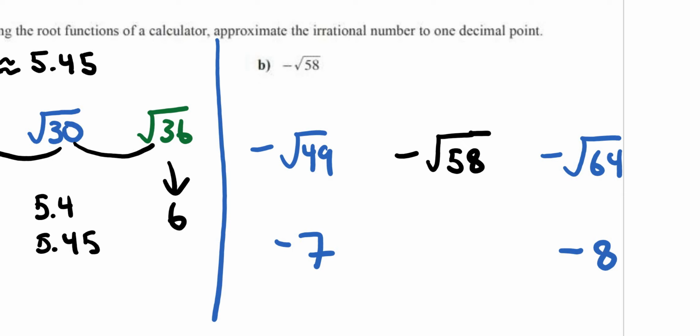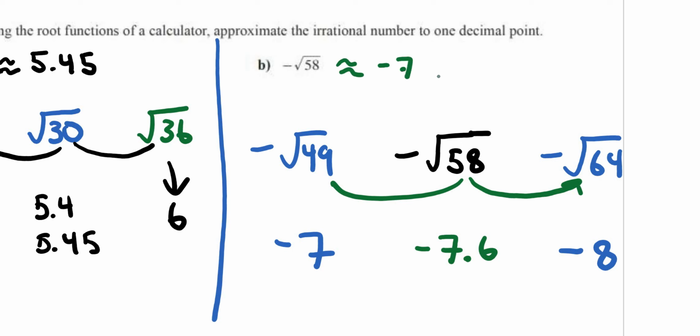Okay, so 58 is a little bit closer to 64 than it is to 49. So it's going to be a little bit more towards the 8 than the 7. So I'm thinking about negative 7 point, more than 5, right? So maybe a 6. Negative 7.6 is pretty good. And that's a very good approximation for this particular problem here.